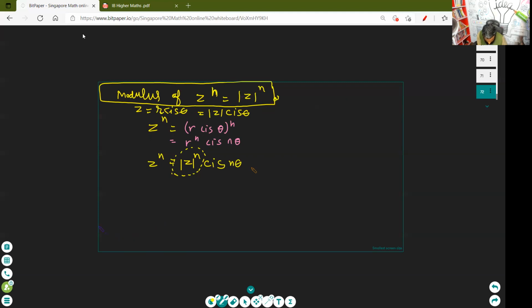Modulus and argument. You should remember the formula. If you cannot remember the formula, then you should multiply them, you should divide them, and then before cis there will be the modulus, okay? And the angle of cis there will be, so you can get the resultant here: this will be the modulus and this will be the argument, the angle here, okay?